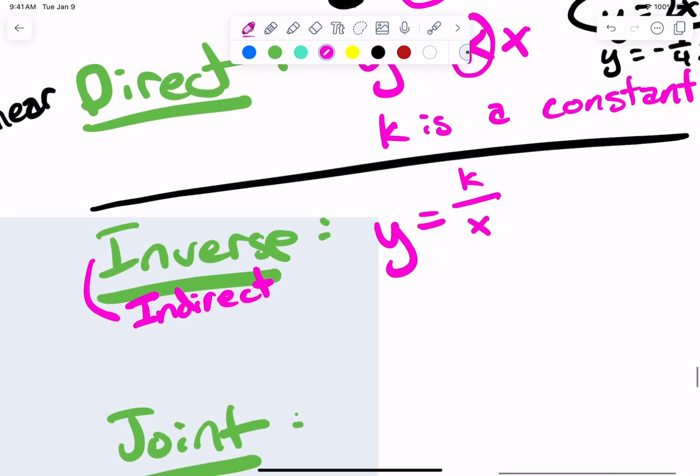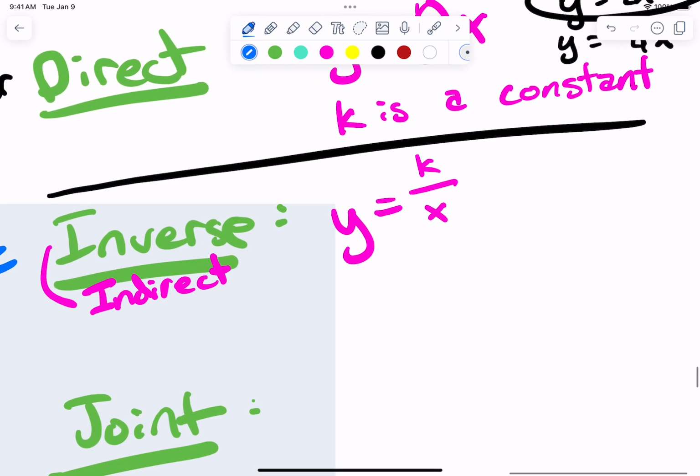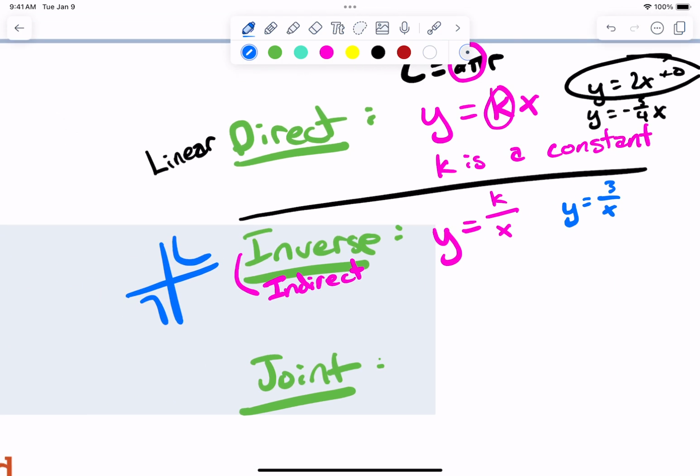If you go to graph this, do you know what it looks like? It's one of these, the boomerang shapes, right? Something over x, like y equals 3 over x, or something like that, right? That would be in a scenario where we have inverse variation.